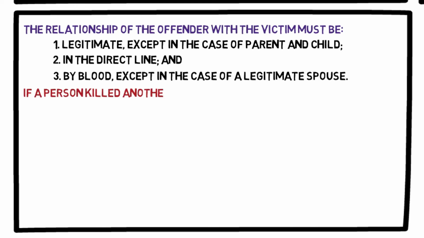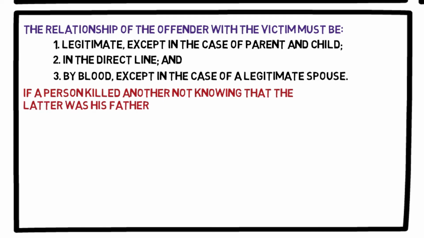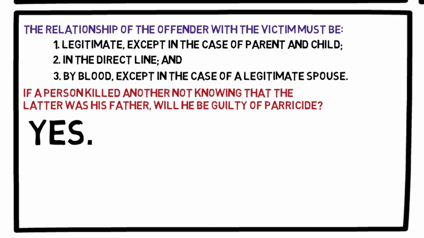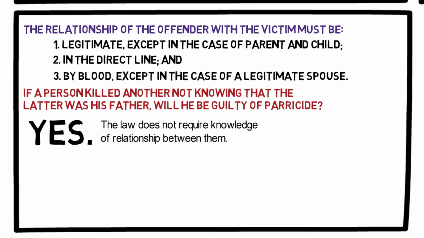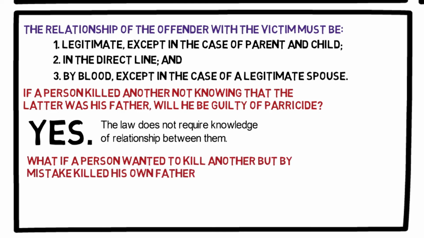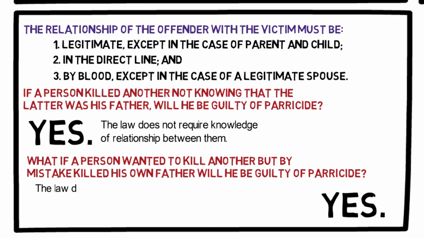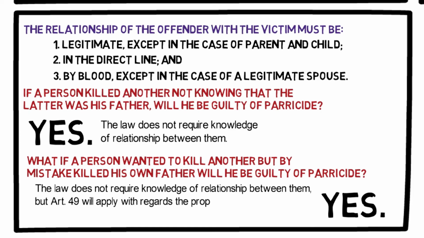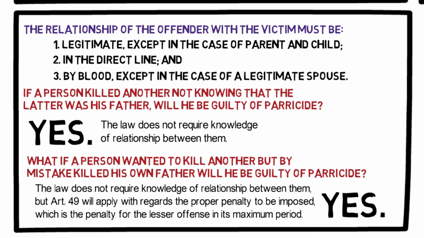Question: if a person killed another, not knowing that the latter was his father, will he be guilty of parricide? Let's say, siya pala yung walang hiya mong ama na iniwan ka nung bata ka pa. The answer is yes. The law does not require knowledge of relationship between them. What if a person wanted to kill another, but by mistake, killed his own father? Will he be guilty of parricide? The answer is yes. The law does not require knowledge of relationship between them, but Article 49 will apply with regards to the proper penalty to be imposed, which is the penalty for the lesser offense in its maximum period.